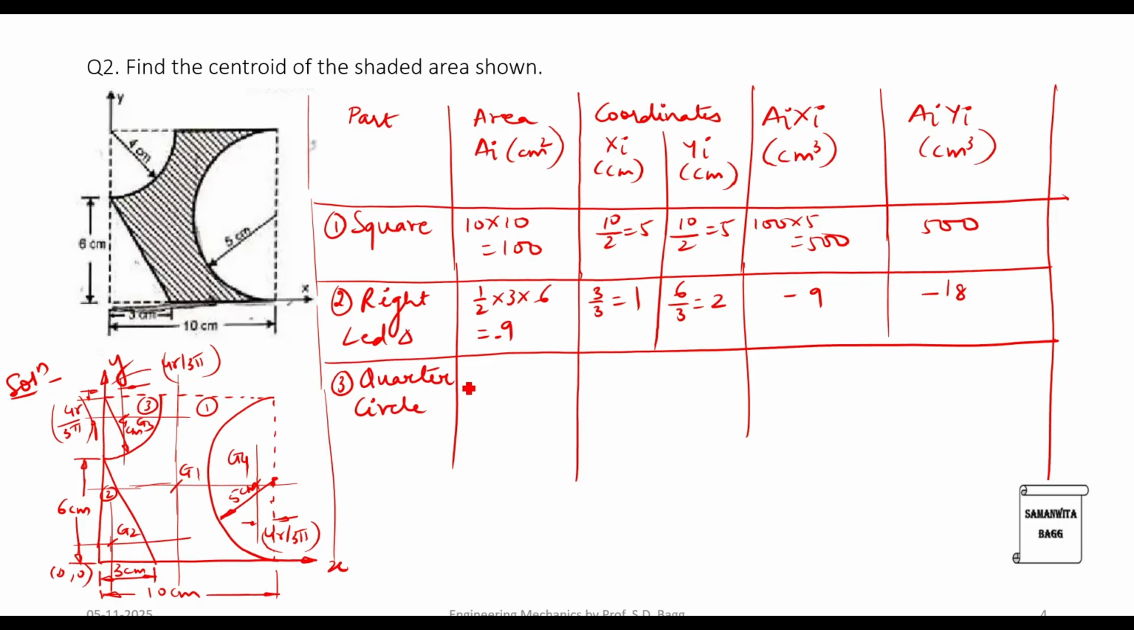So for the quarter circle, the area is going to be pi r squared by 4. This value is 12.56. Again, we have to cut out the quarter circle, so I'll give a minus sign here. Then we have the value of x3. This is my x3. Over here, this distance is 4r by 3 pi, so it is 1.7. And y is, this distance is 4r by 3 pi, and this total height is 10. So this will be 10 minus 4r by 3 pi. So this value is 8.3.